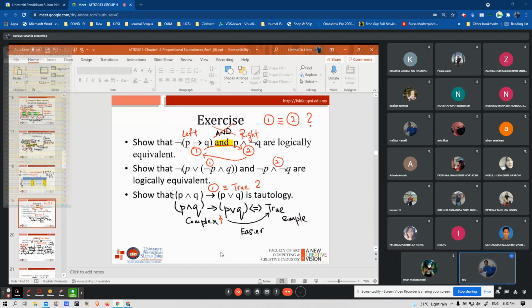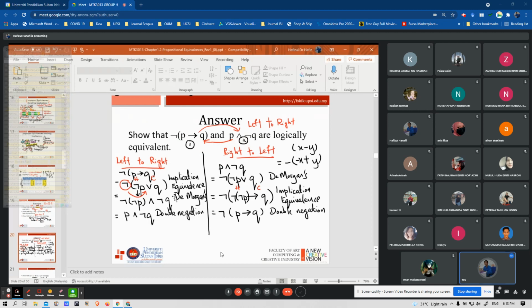Okay, for the exercise, left and right, the answer is that left and right are logically equivalent. For left to right, first we apply implication, secondly equivalence, thirdly De Morgan's law, and fourthly negation, for negation of P implies Q. For right to left, first we have De Morgan's law, second implication, third equivalence, and fourth double negation. The fourth step is the same.